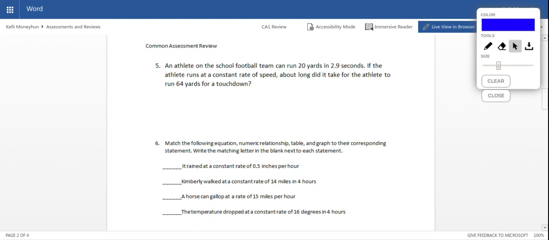All right, next it says an athlete on the school football team can run 20 yards in 2.9 seconds if the athlete runs at a constant rate of speed. There's a keyword, constant rate. Oh my goodness gracious. Constant. How long did it take for the athlete to run 64 yards for a touchdown?